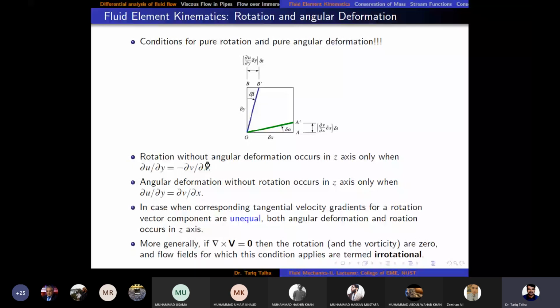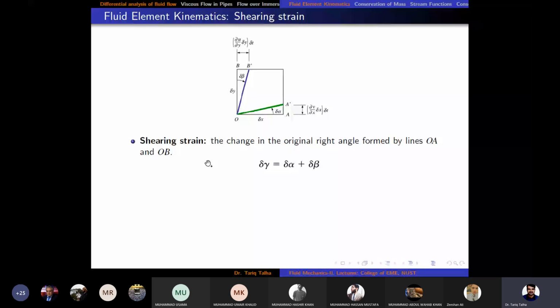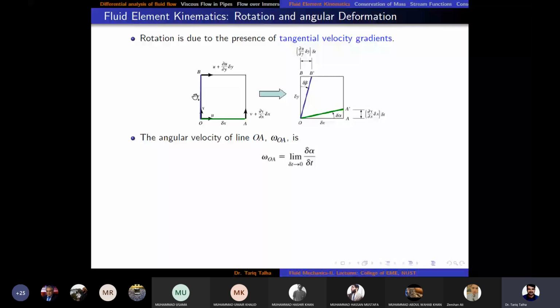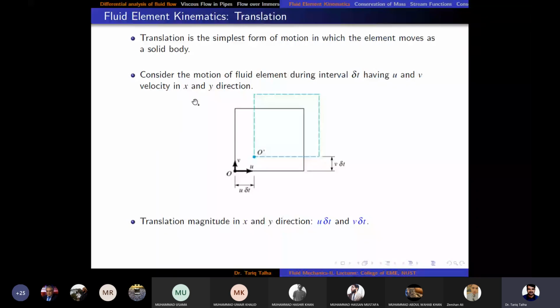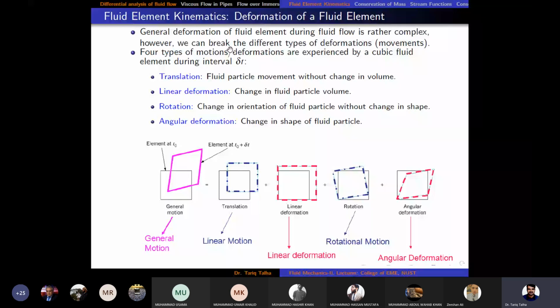Thank you very much. Okay, so if you understand these 4 types of rotations or deformations, then we can proceed. So these are the 4 deformations. Just to summarize: translation, linear deformation, rotation, and angular deformation. Translation and rotation are rigid body motion. There is no change in volume or shape of the element. But for the linear deformation, there is change in volume, but there is no change in shape. But for the angular deformation, there is no change in volume, but there is change in shape.